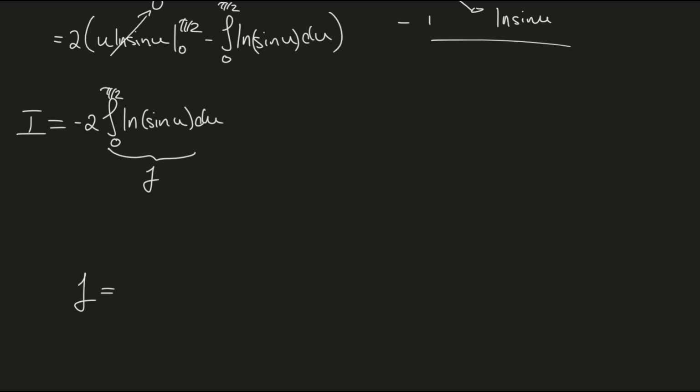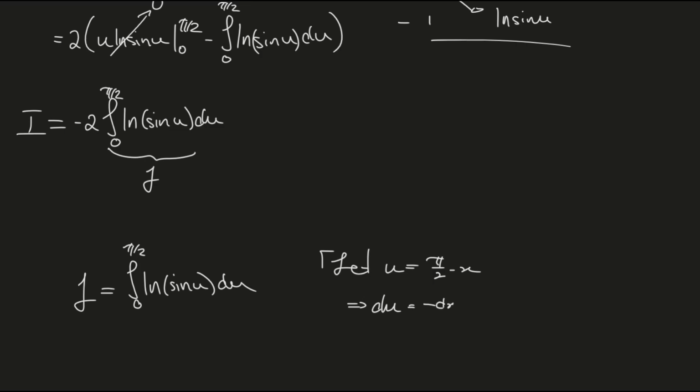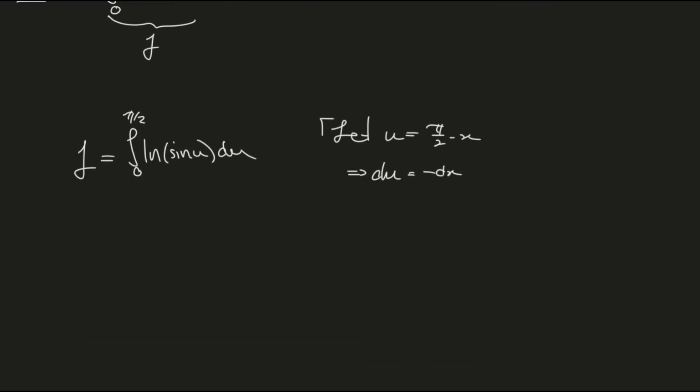So we know J is the integral from 0 to pi by 2 of log sine u, and I want to invoke the substitution u equals pi by 2 minus x. Now this implies du is equal to negative dx. So we have, as u goes to 0, x goes to pi by 2, and as u goes to pi by 2, x goes to 0. So we have flipped bounds, which we can take care of using the negative sign out front.